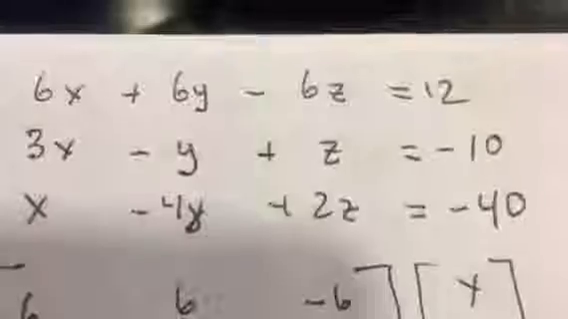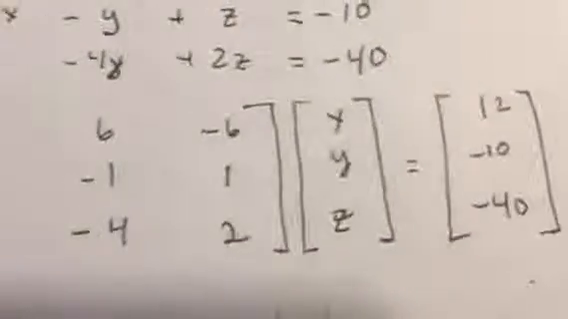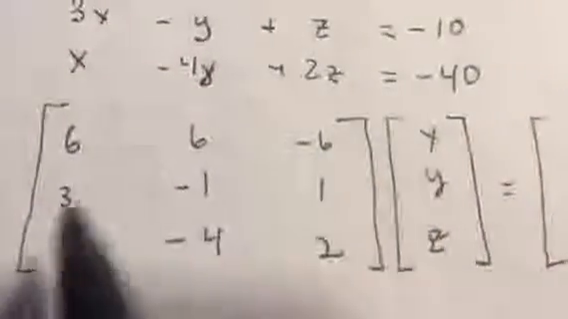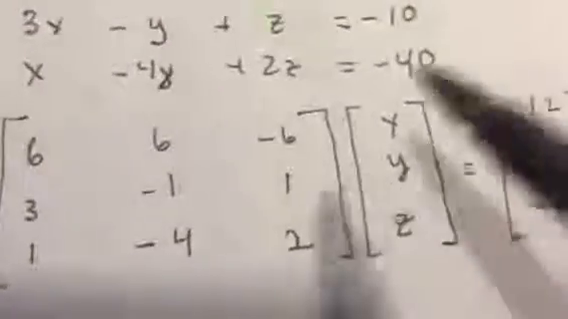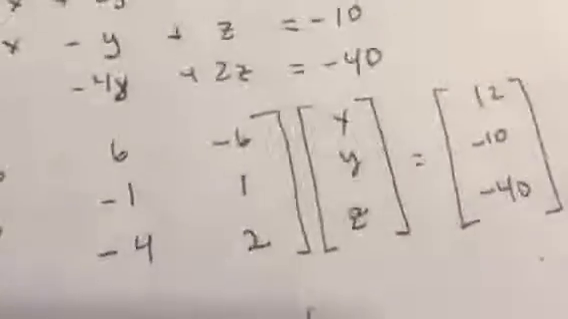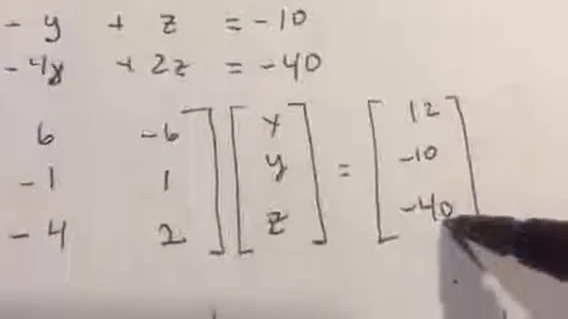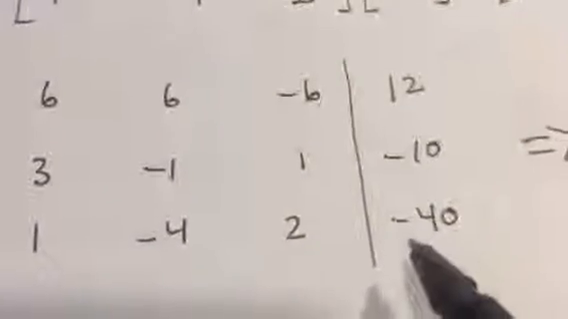So here's the original equation, and then here it is in a matrix format, where, as you know, we have the x, y, and z of each one, x, y, z, x, y, z, times x, y, z equals the first value, second value, and third value. It's sometimes easier to write out with a little line down here. So you have 6, 6, negative 6, 12, and so on.